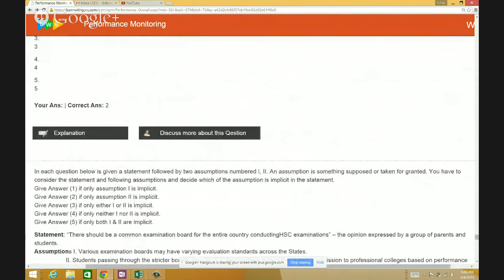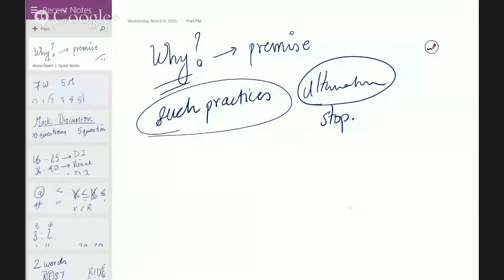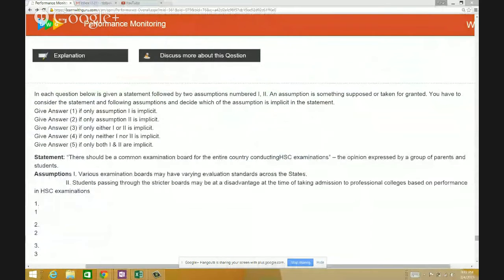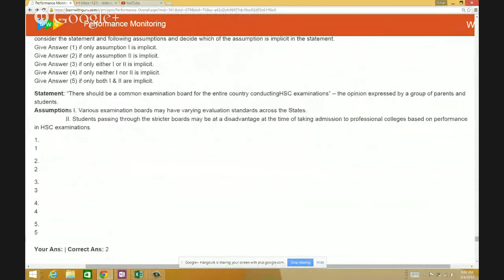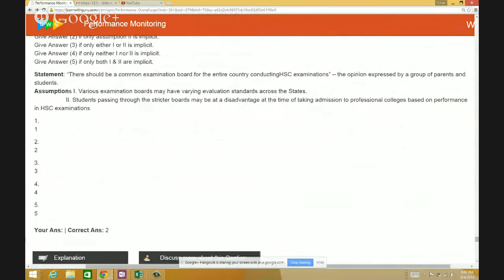There should be a common board examination for the entire country conducting HSC. This is the opinion expressed by a group of parents and students. So there should be a common board exam. You shouldn't have different boards like CBSE, ICSE. Everything should be common. So why are they saying so? What do you think? Why do these guys say so? Let's see. Various exam boards may have varying evaluating standards. Yes, that's the reason behind it. Students passing through sister boards may have a disadvantage taking admission to professional courses, and yes, that's what happens with CAT students. Okay, so 2 follows. 1 also follows. The answer has to be 5 and not 2.